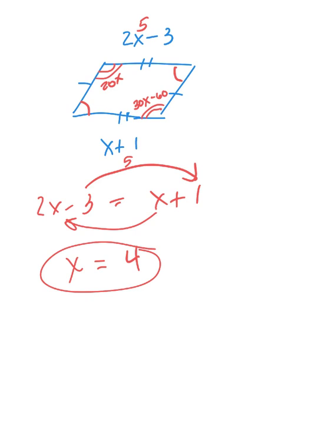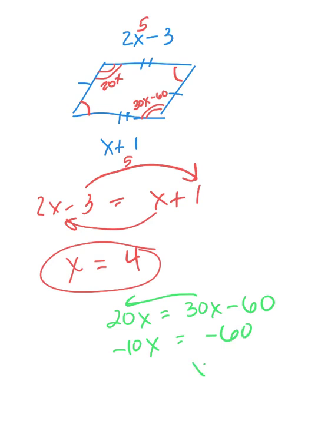So we would have 20x equals 30x minus 60. When I move this over here, I get negative 10x equals negative 60. So x equals 6. When I plug in the 6, this is 120, and this is 120. 180 minus 60 is 120.